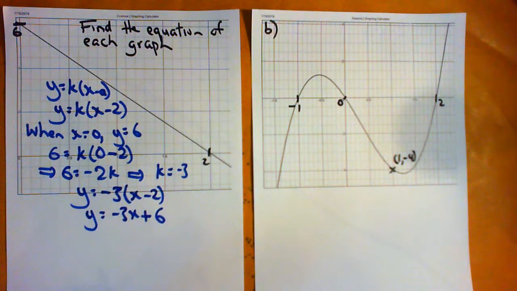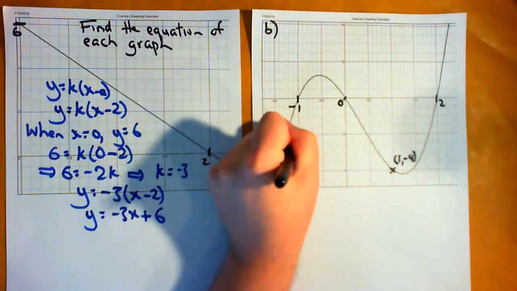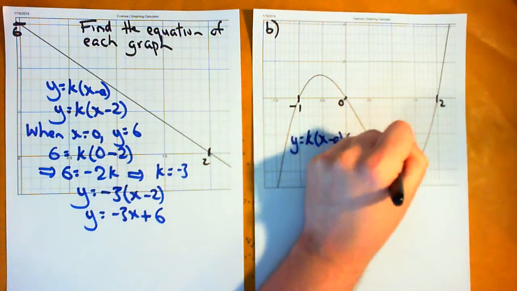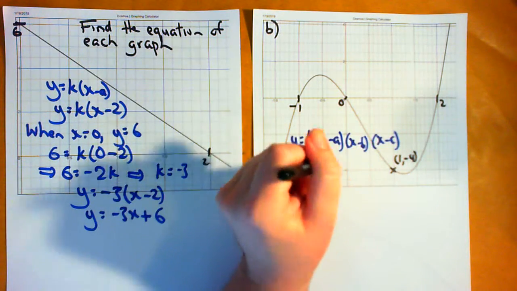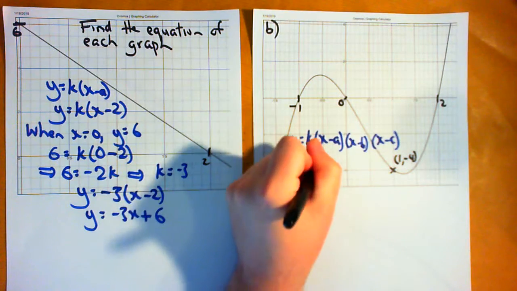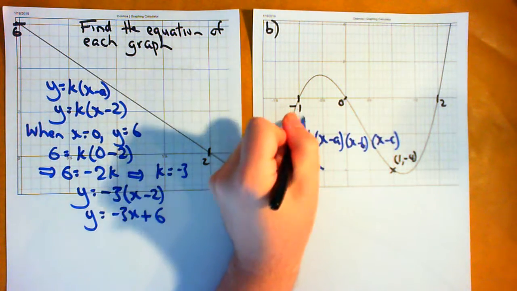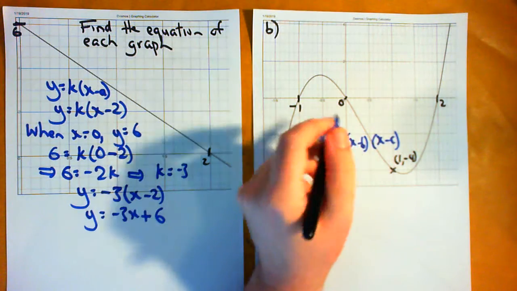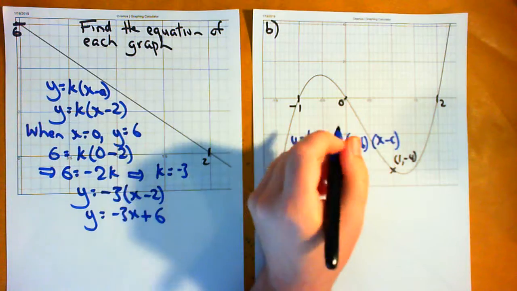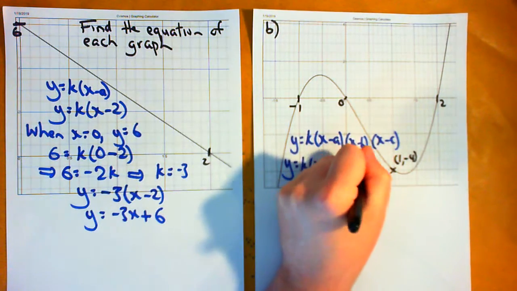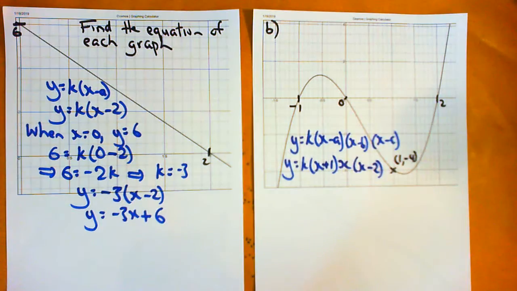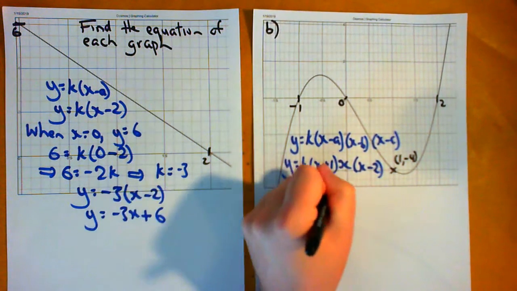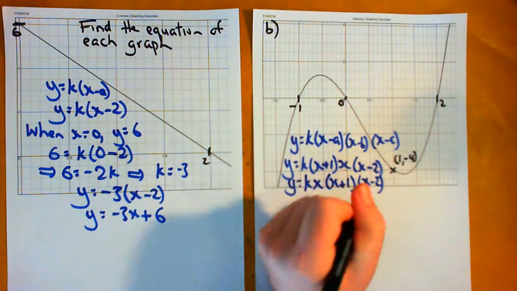Okay, graph B, and it is a cubic, so it has 3 brackets. So it is y equals k times x minus a times x minus b times x minus c, where a, b and c are your 3 x-intercepts. So we have k times x minus negative 1, which is going to be x plus 1. X minus b is x minus 0, which is just x. So we can just call that bracket x. And x minus c is going to be x minus 2, because 2 is your value of c. It is the third intercept. So we have, let's rewrite that, k times x plus 1, x, x minus 2.